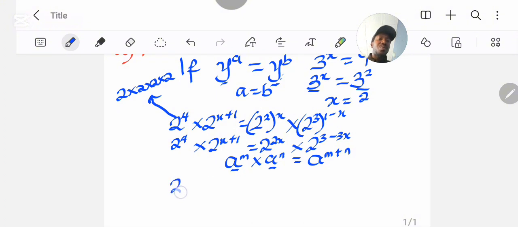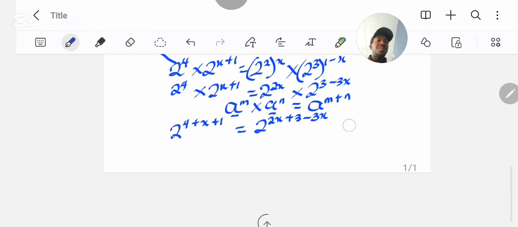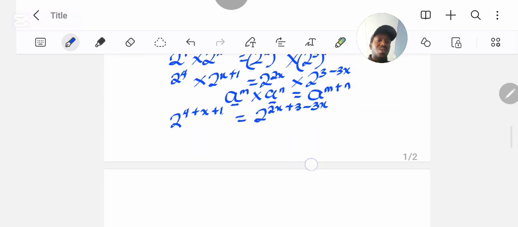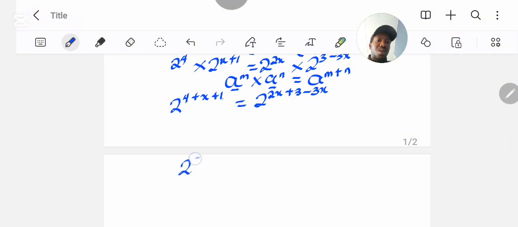So from here, we have 2 raised to power 4 plus x plus 1 is equal to 2 raised to power 2x plus 3 minus 3x. That's adding these two powers here and adding these two powers here as well. So from here now, you can see that 2 raised to power 4 plus x plus 1. So 4 added to 1 is going to give us 5. So that's 2 raised to power 5 plus x. Nothing is going to be added to the x. So this 4 plus this 1 is what gave us 5.